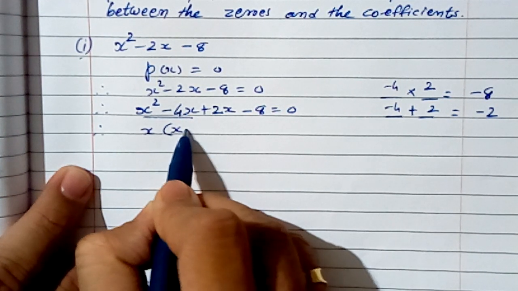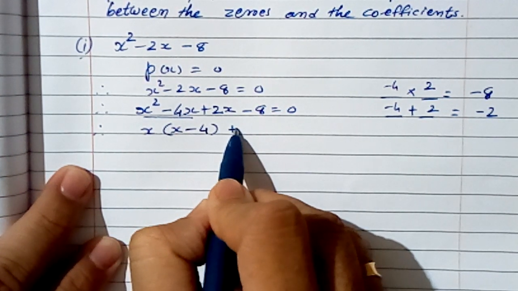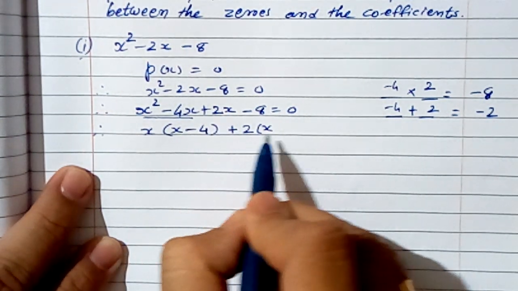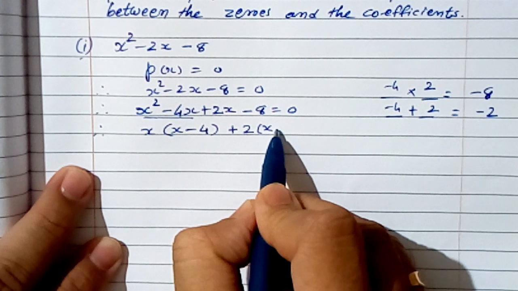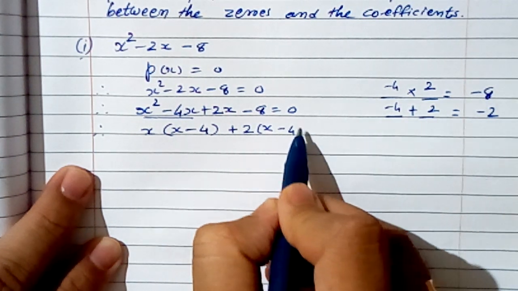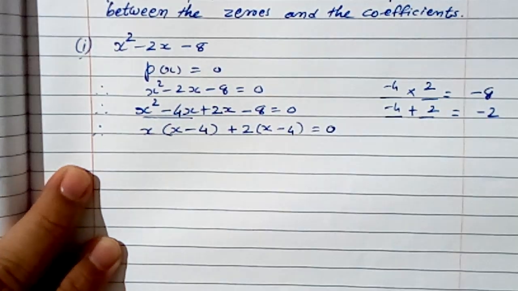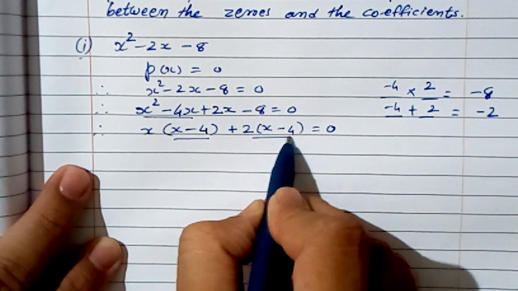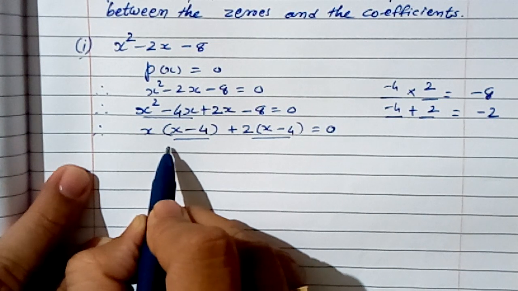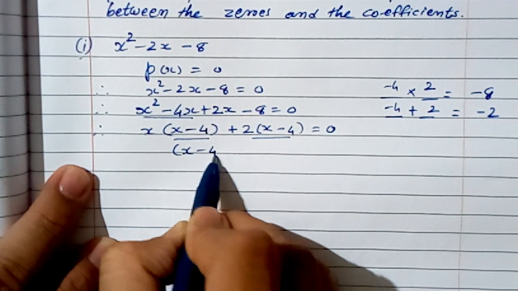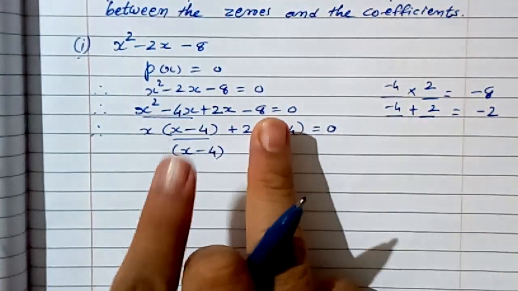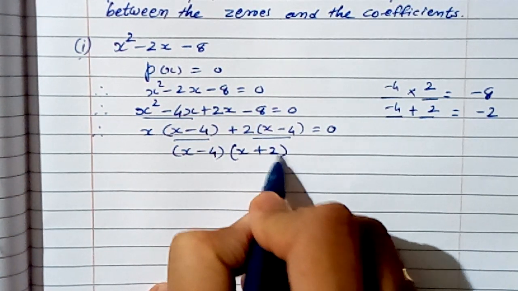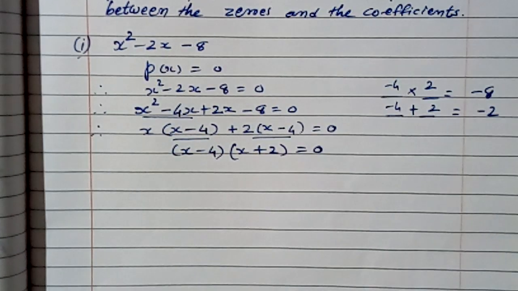x minus 4 plus 2x, yes, 2, you are getting 2 common. So in the bracket it will remain x minus 2 into 4 is equal to 0. What can we get common? Again x minus 4. So you can write x minus 4 as a common part you have taken, and remains in the product x plus 2 equal to 0.